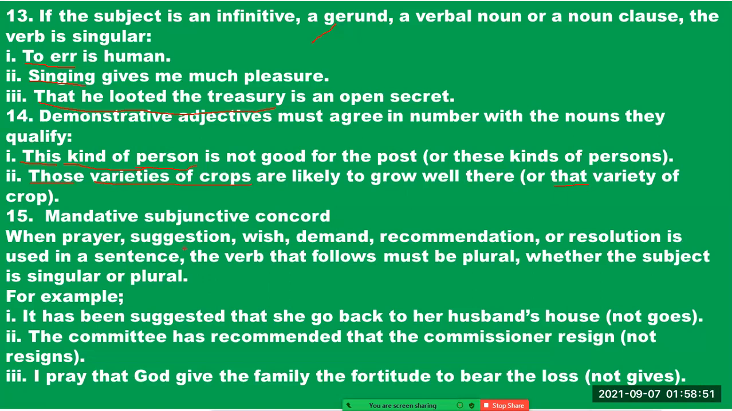When prayer, suggestion, wish, demand, recommendation, or resolution is used in a sentence, the verb that follows must be plural, whether the subject is singular or plural. This is what is called the mandative subjunctive concord. And when we talk of subjunctive, we are talking about expressions such as prayer, suggestion, wish, demand, recommendation, or resolution. Let's take specific examples.